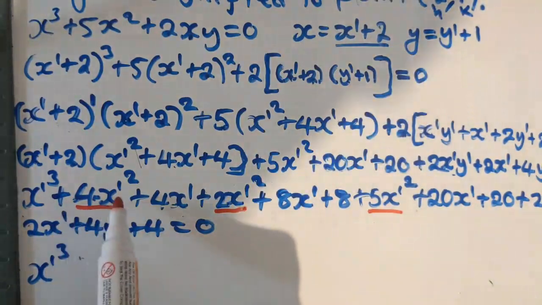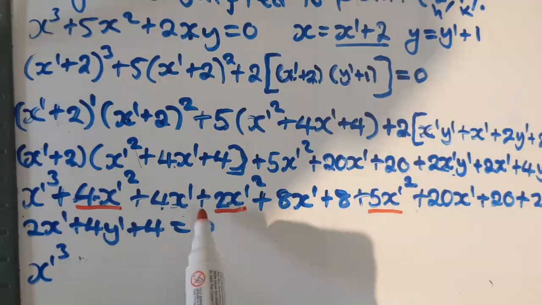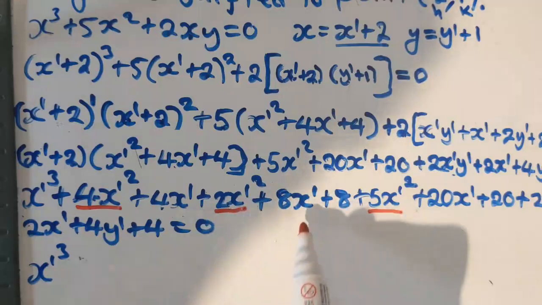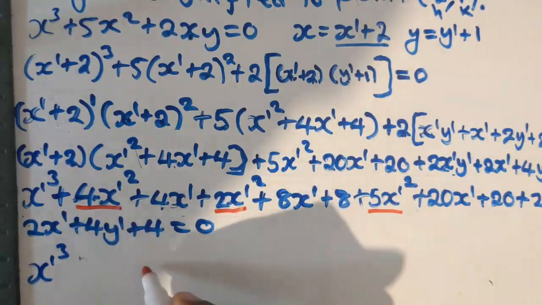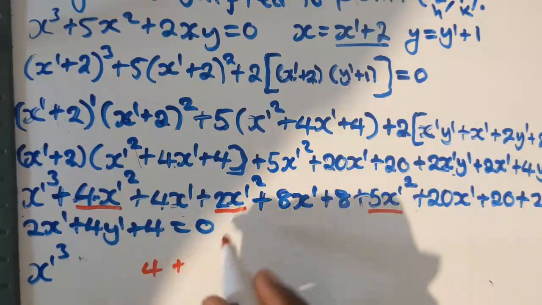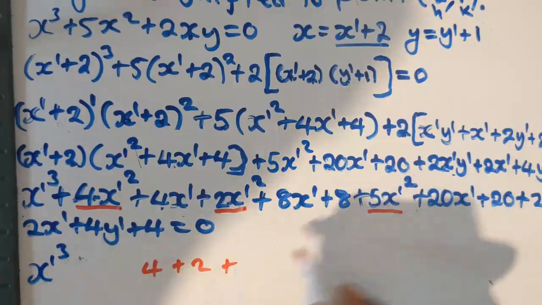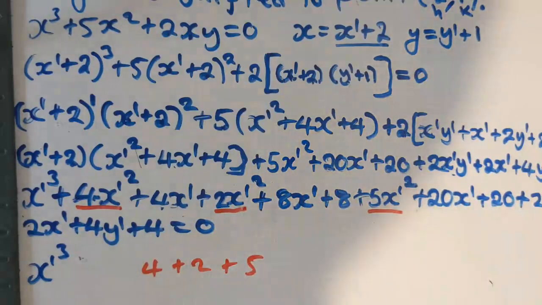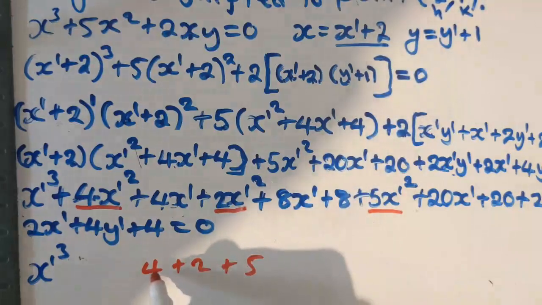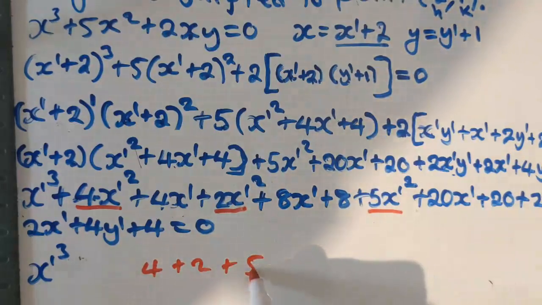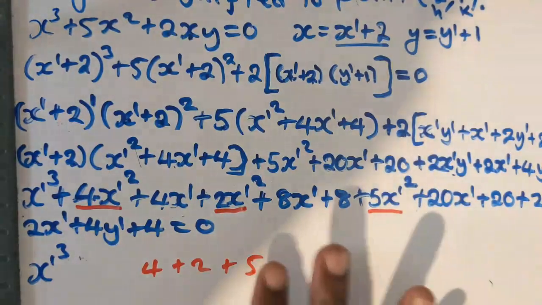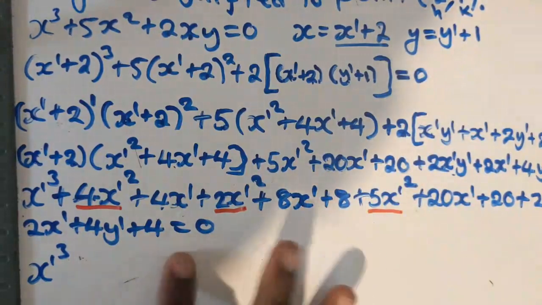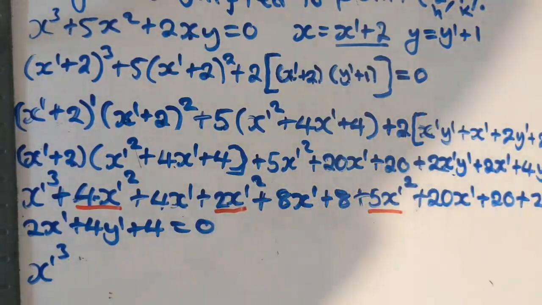So this is positive 4x prime. This is positive 2x prime. This is positive 5x prime. They are just simply saying that they're just 4 plus 2 plus 5. Just like that. Okay? Alright? So just have to add them. So you know that 4 plus 5, it is 9. 9 plus 2, that is 11. Okay, so we have 11x prime to the power 2.